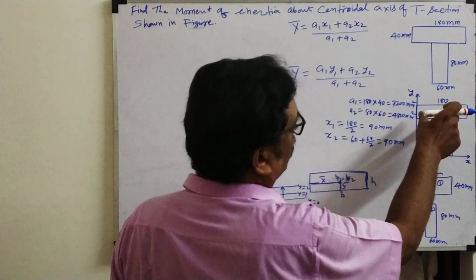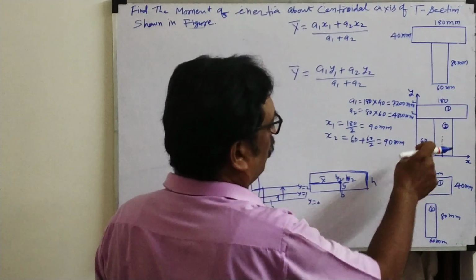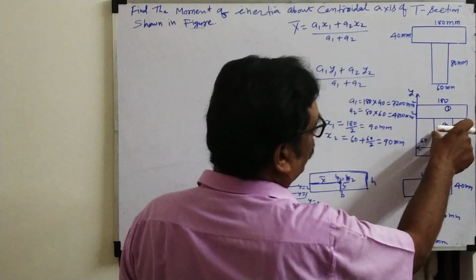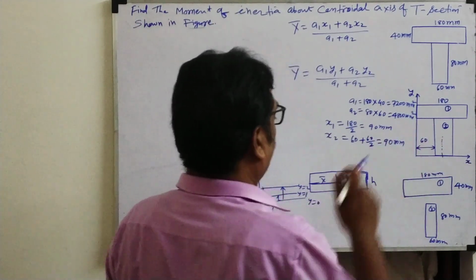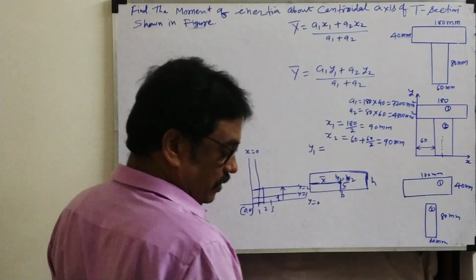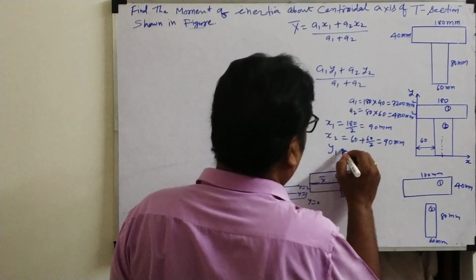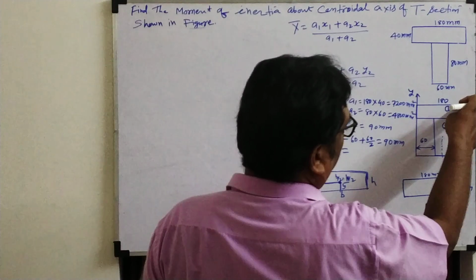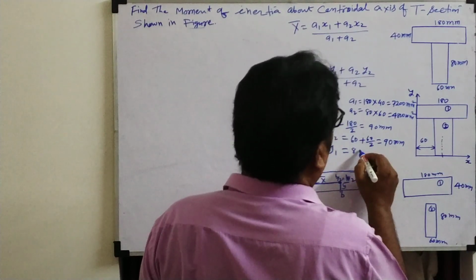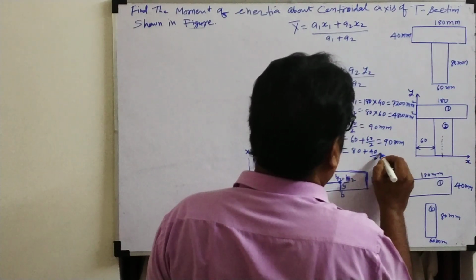X is 90 mm. So look here. How did we take x1 from the reference axis? 180 by 2. For x2, 60 by 2. But where is this block? After 60 mm. So we wrote that. Now y1. So we'll write y1 from the x-axis. What is section 2? Section 1? 80 plus, what is the thickness? 40. 40 by 2. So 100 mm.